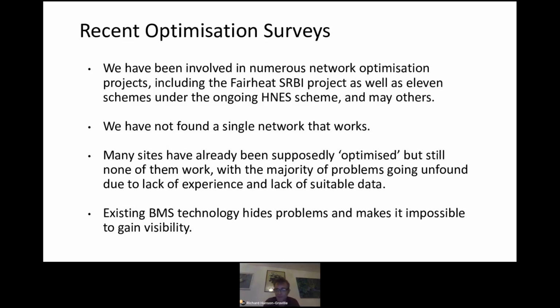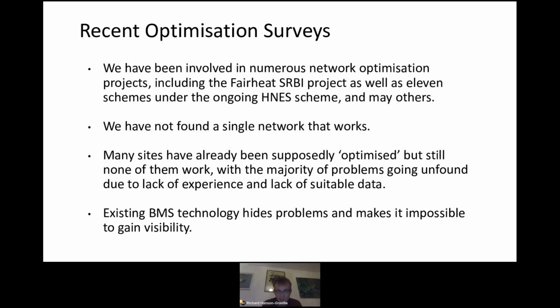Many sites have been supposedly optimized already, but still they don't work, with a lot of the problems going unfound due to a lack of experience and a lack of data. So we find optimizers tend to focus on the little bits that they know. A heat network is more of a chain, with the weakest link. So if you can focus on one or two links in the chain that you understand, but we're finding they're completely missing other links which are key to the operation. So if you walk into a scheme that's supposedly already been optimized, it still won't work.